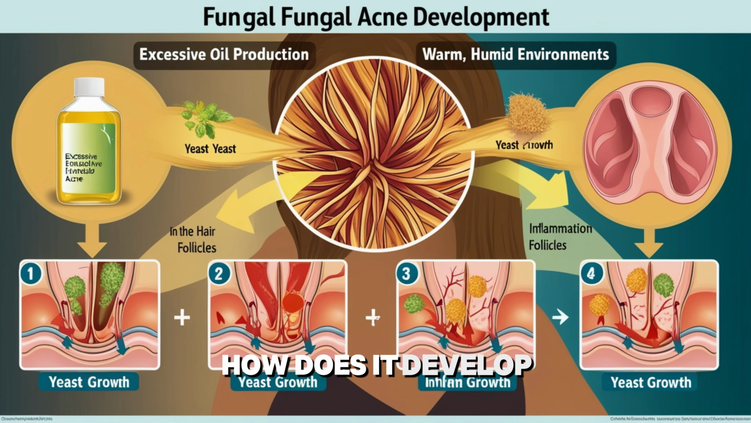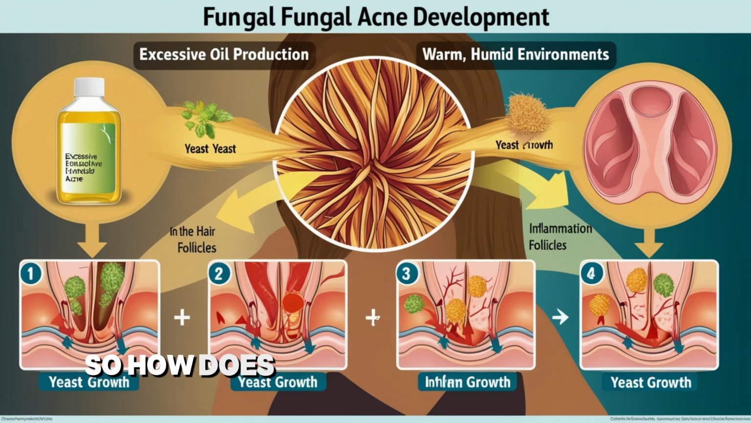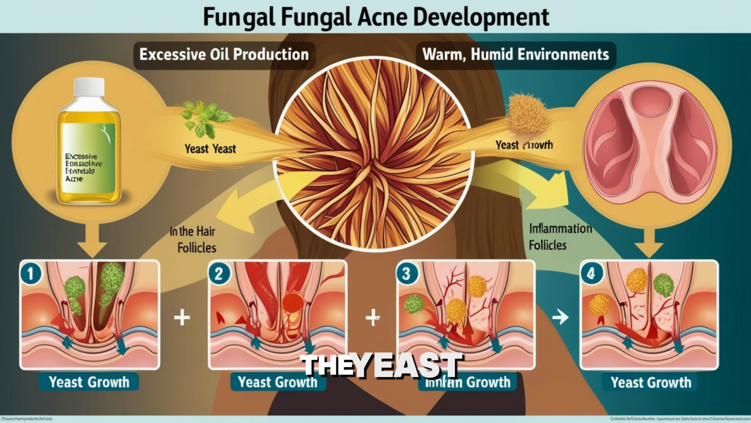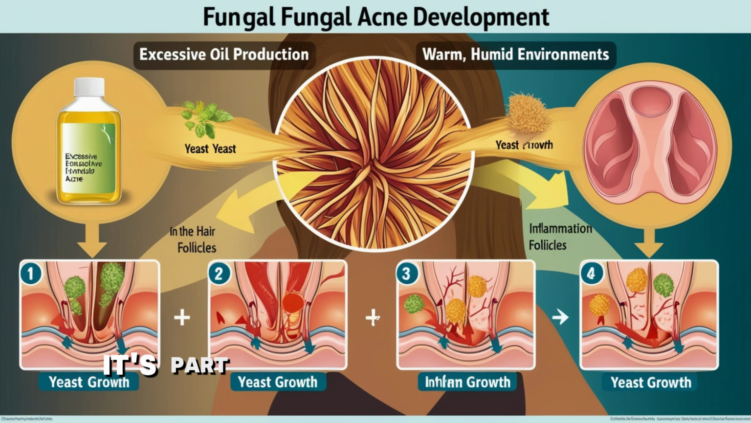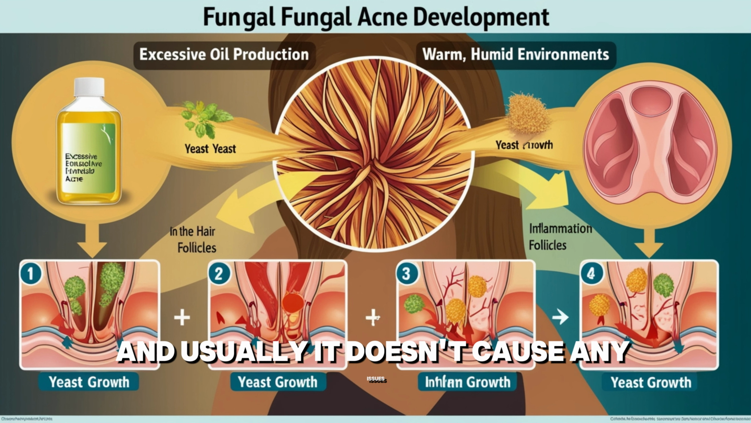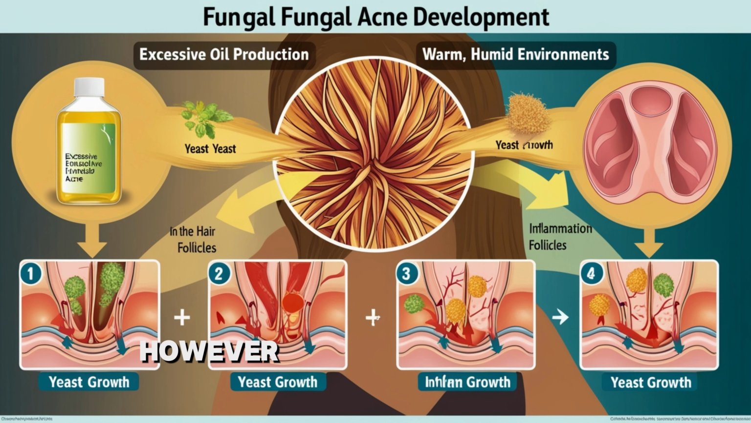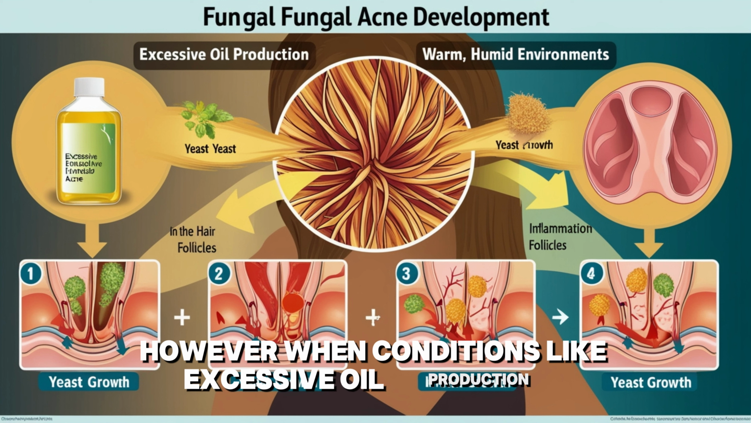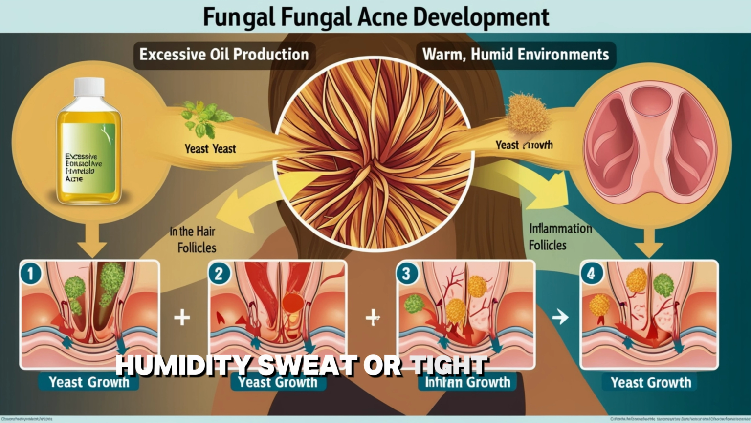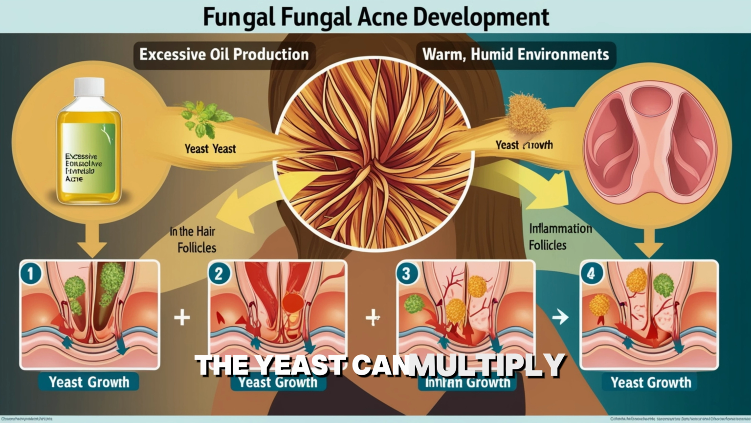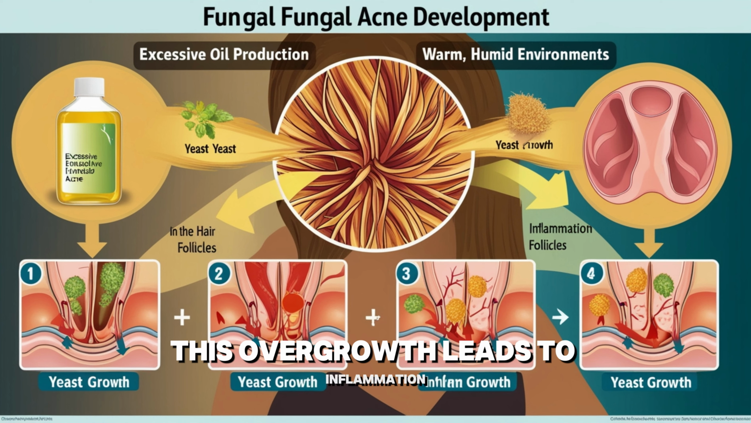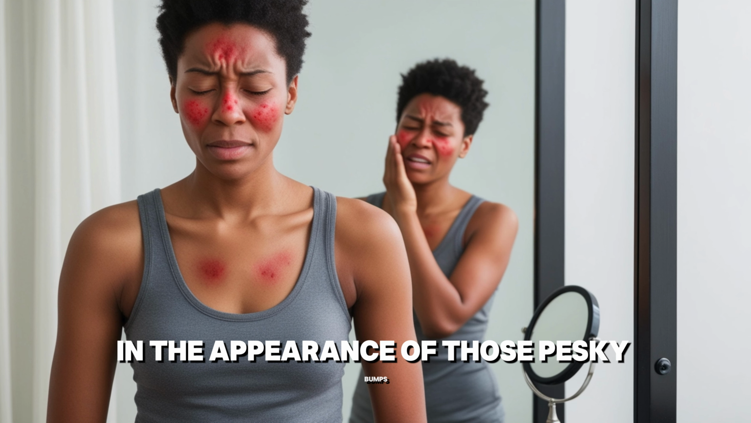How does it develop? So, how does Pityrosporum folliculitis develop in the first place? The yeast malassezia is naturally found on everyone's skin. It's part of our normal microbiome, and usually, it doesn't cause any issues. However, when conditions like excessive oil production, humidity, sweat, or tight clothing create a warm and moist environment, the yeast can multiply. This overgrowth leads to inflammation and the appearance of those pesky bumps.